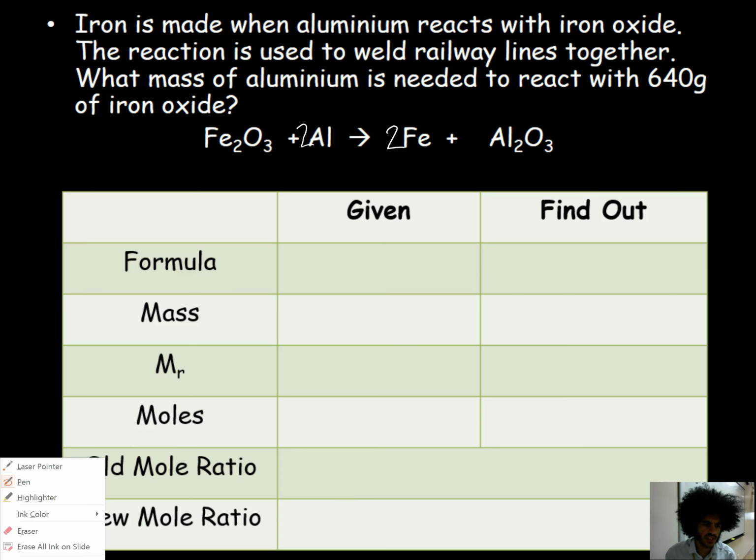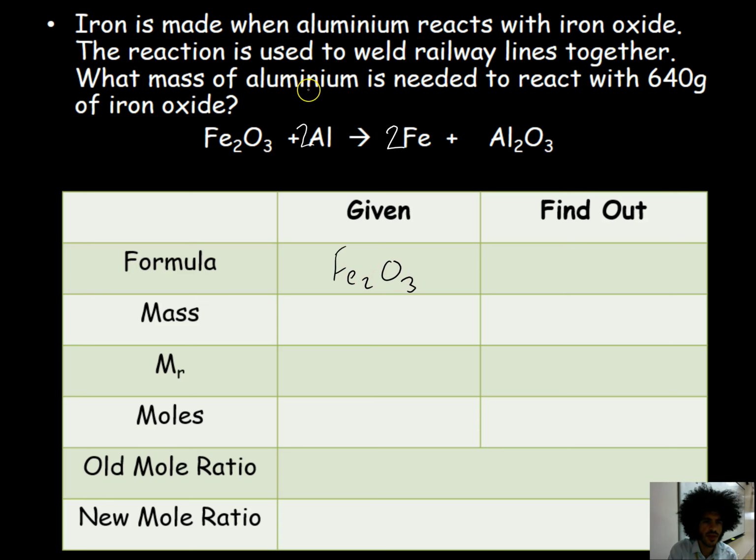The next step is now to work out the moles from the masses that I've been given. So let's start filling out the table in order to make this work. First of all, the formula of what I've been given, 640 grams of iron oxide. So this Fe2O3, which is the iron oxide, has to go here. And I'm trying to find out the mass of aluminium, so that's going to go there. This is a different type of question, because instead of asking what mass you're going to get, it's asking what mass you need. It's the same skill, just kind of doing it back to front.